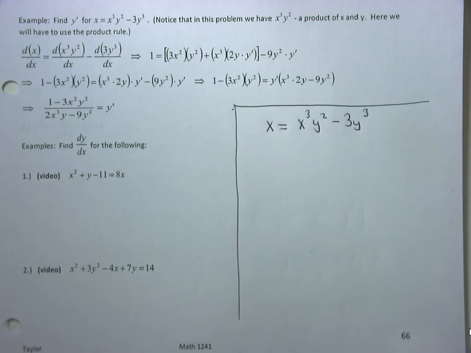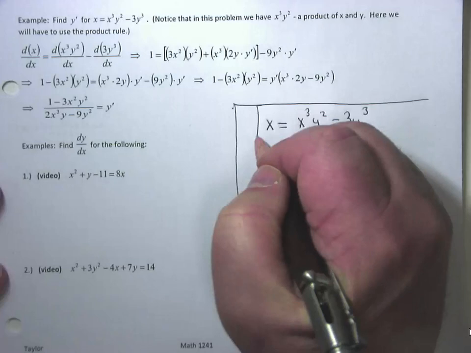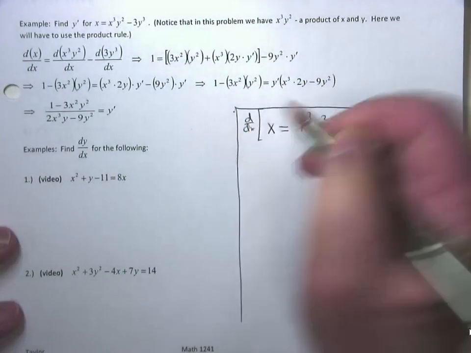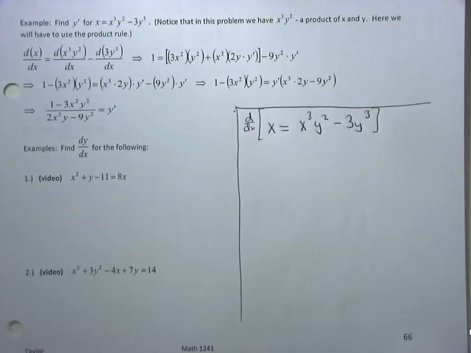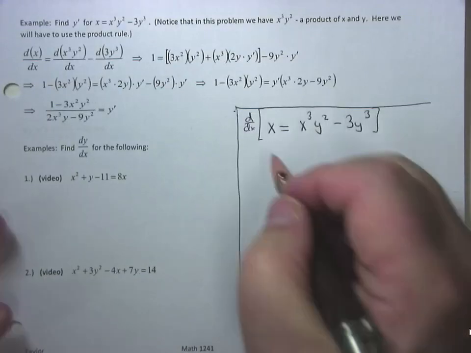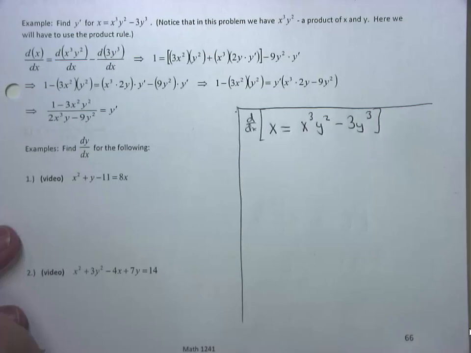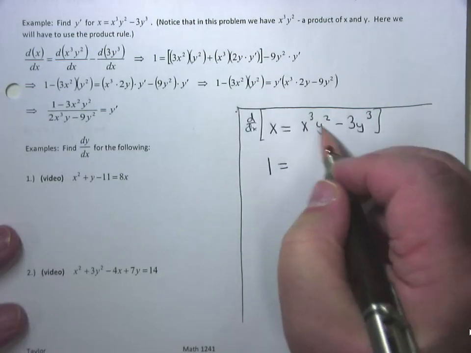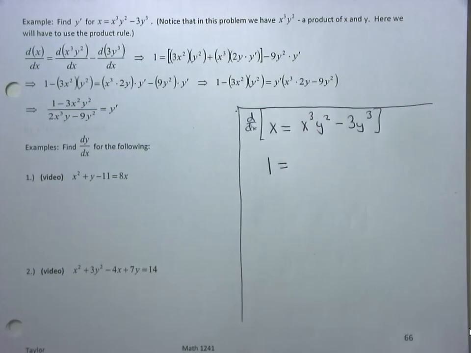Here we go. First thing I'm going to do is, when you have an implicit equation, just jump in with both feet and start taking the derivative with respect to x. So to denote that, put little brackets around the thing and put a little d/dx. Okay? So what is the derivative of x with respect to x? 1 equals, what is the derivative of x cubed times y squared with respect to x? And what rule would I have to use?